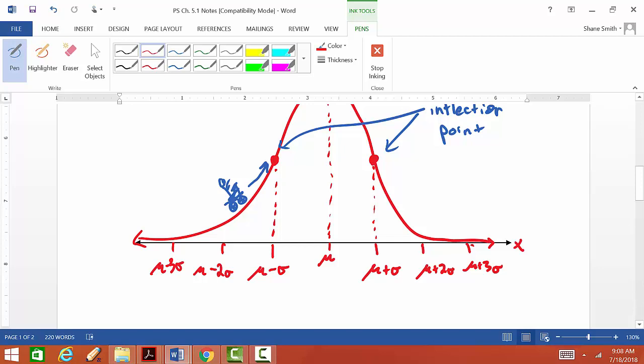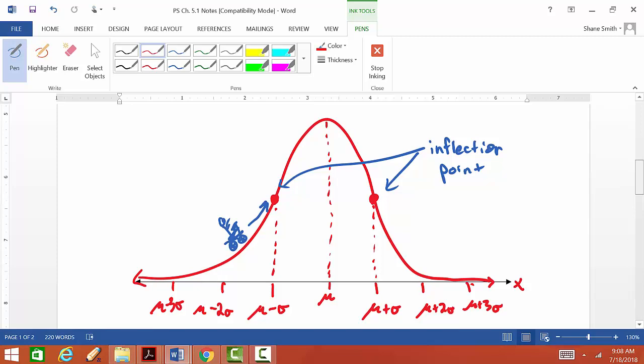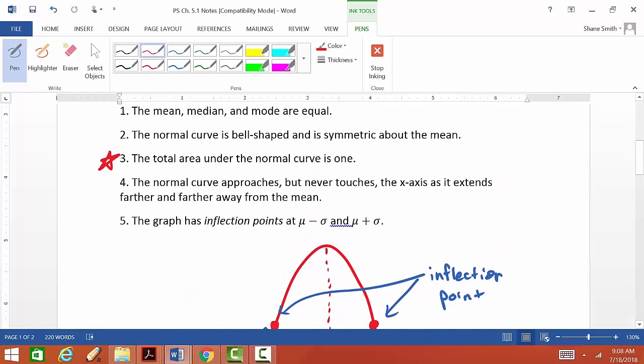Okay, so those are some basic characteristics about the normal curve. I would definitely say the most important thing to remember, as you're drawing it, is that the inflection points are 1 standard deviation away from the mean. And definitely the most important thing is what I started up here, which is that the total area under the curve is 1, because we're going to utilize that in a little bit.